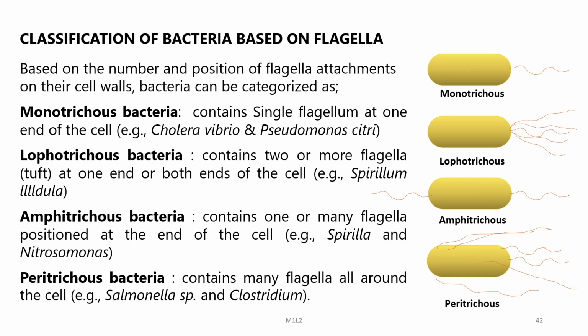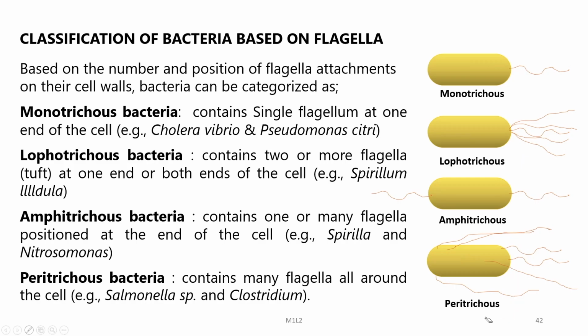Classification of bacteria based on flagella. Based on the number and position of flagella attachments on their cell walls, bacteria can be categorized as monotrichous, lophotrichous, amphitrichous and peritrichous. What is monotrichous bacteria?